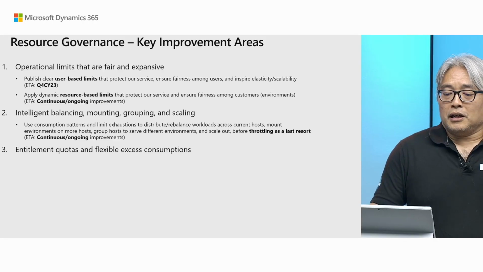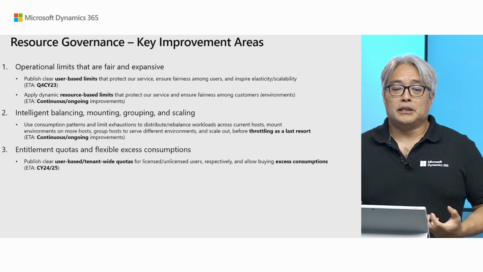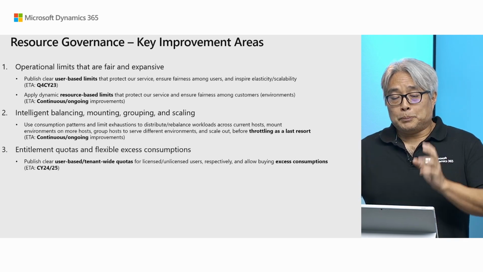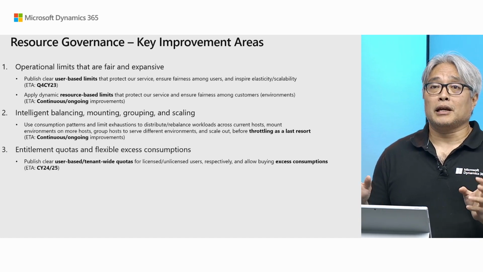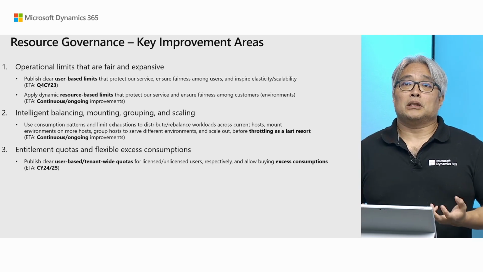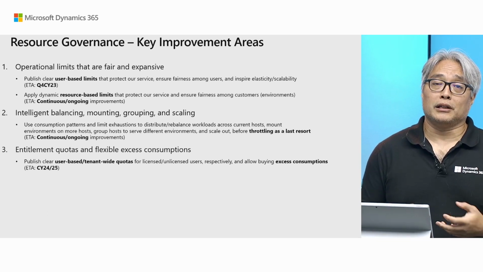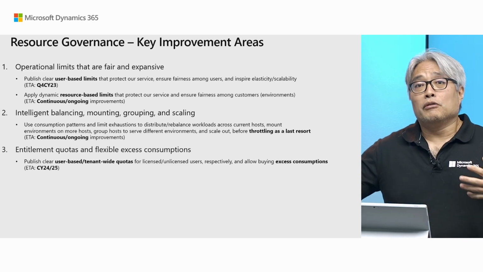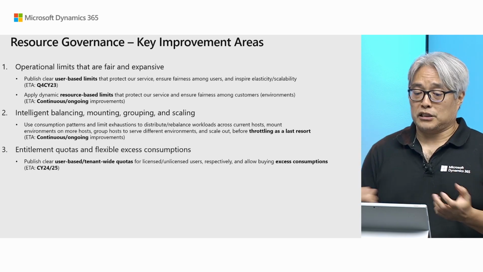And finally, we want to introduce entitlement quotas and flexible access consumption. We will publish user-based and tenant-wide quotas for licensed and unlicensed users, respectively, and allow buying access consumption. This is estimated to happen in the next 2 or 3 semesters from now. The aim is that 99% of our customers will be able to consume resources under their quota. Not a lot of them will exceed it, but for some customers who want to exceed their consumption, we'll allow them the option to buy more add-on capacity or pay as you go for their excess consumption.